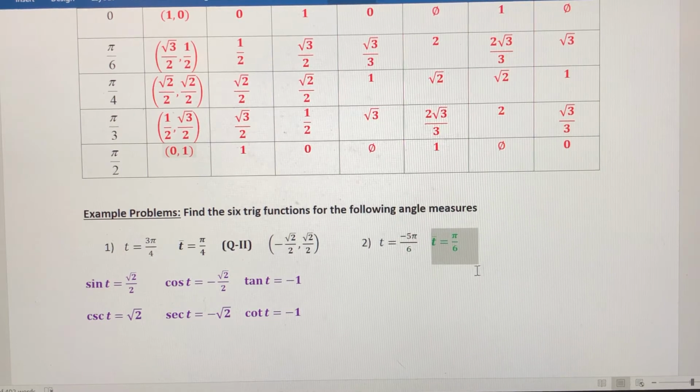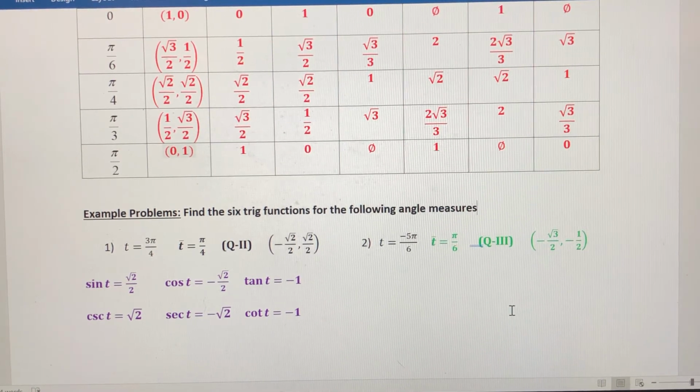But then the question you need to ask yourself: where does this value lie? What quadrant? And that's going to be in quadrant 3, okay? So in quadrant 3, we're going to use these values, but they're both going to be negative. So that's going to be the ordered pair I use to determine the 6 trig functions for this real number, okay?